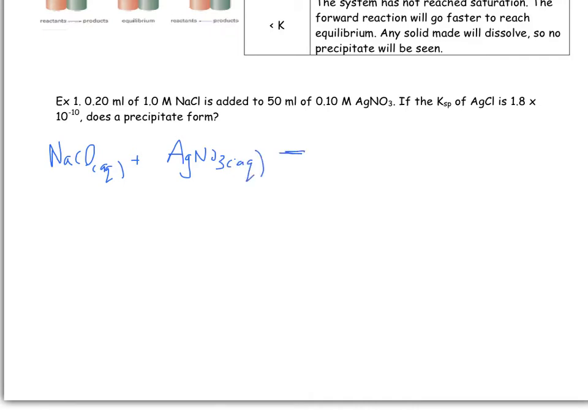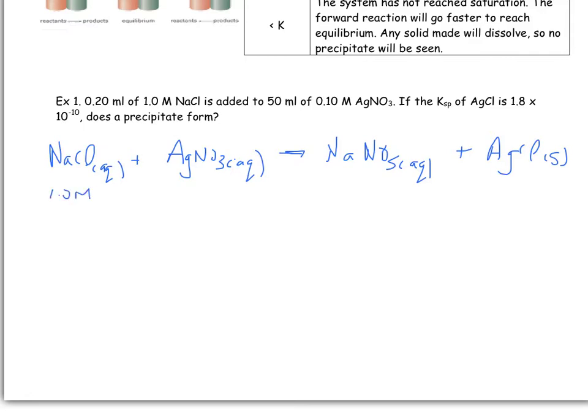This will be a double displacement reaction, forming sodium nitrate, which is predicted as being aqueous on our solubility table, and silver chloride, which is predicted as a solid on our solubility table. So will a precipitate form? Maybe, if we have enough silver and chlorine ions present in our system. Let's figure out what their concentrations will be using stoichiometry.